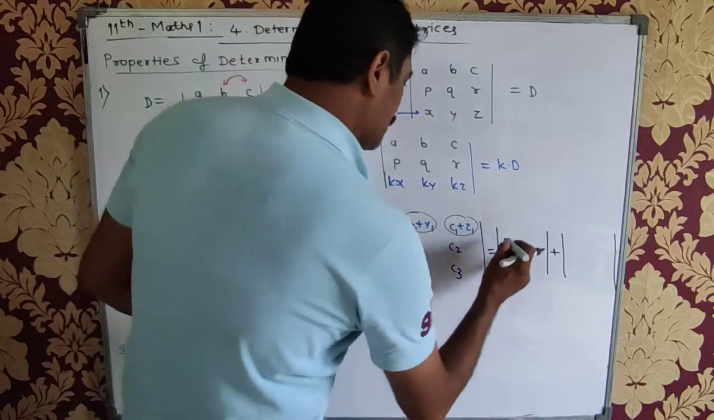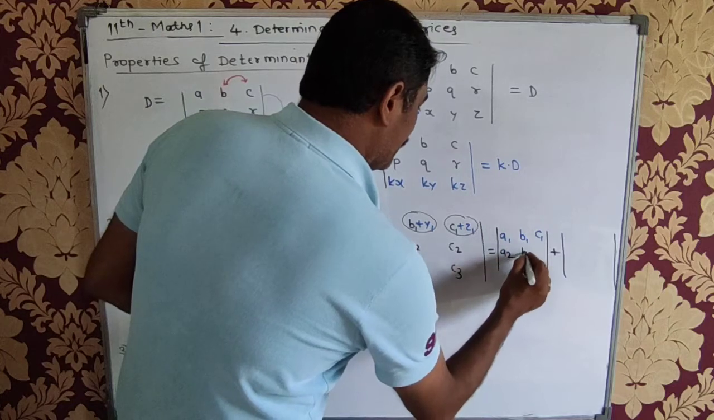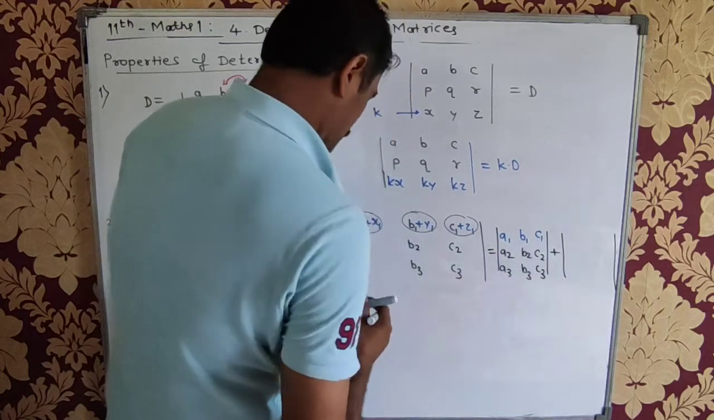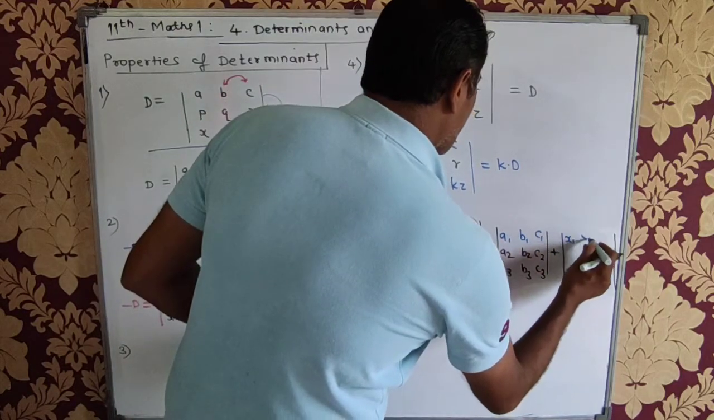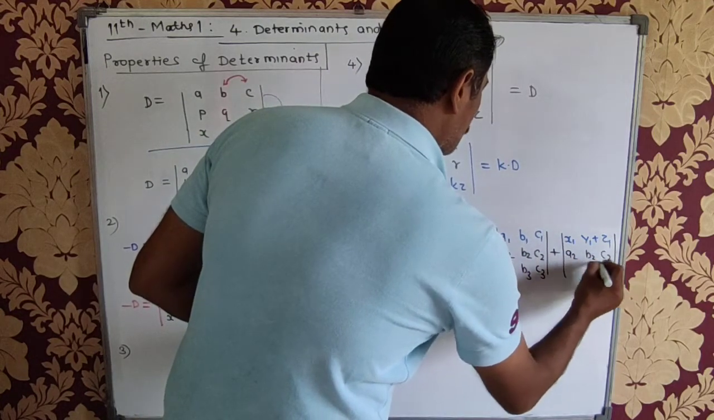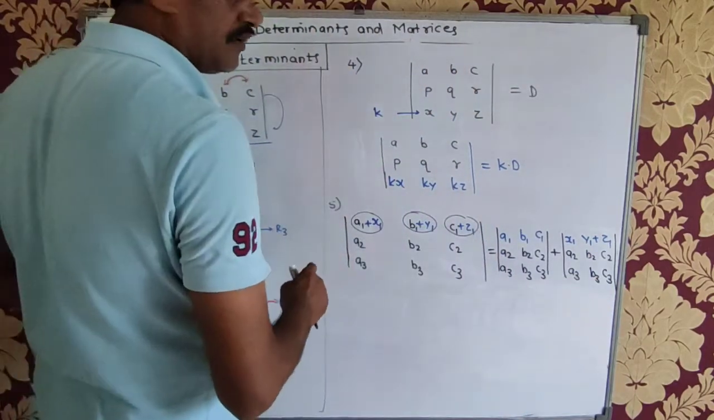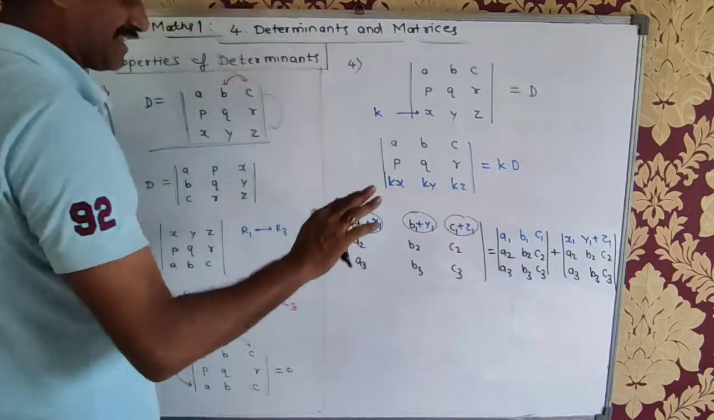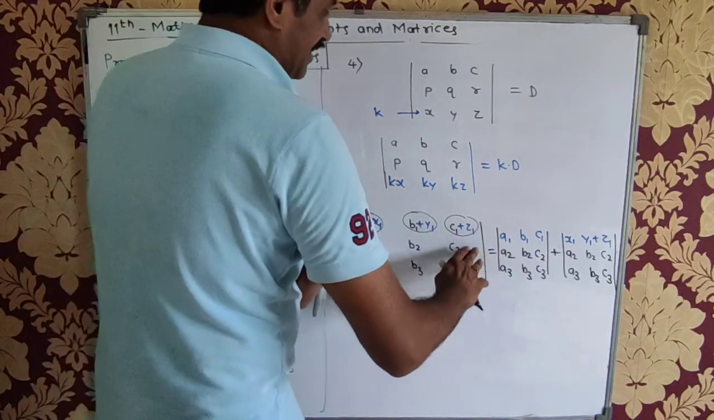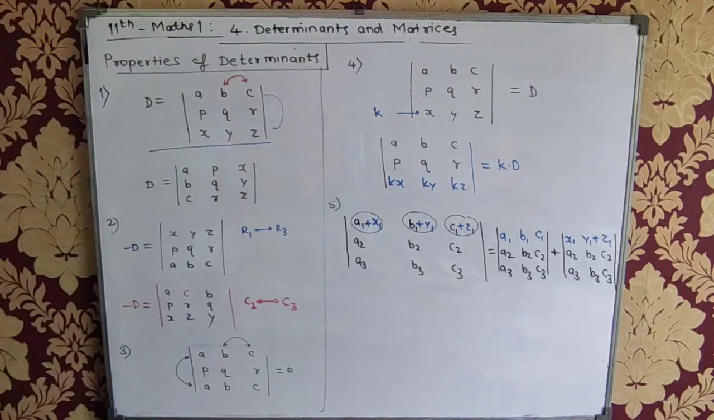Which two determinants? It will be like A1, B1, C1, A2, B2, C2, A3, B3, C3, and the other will be X1, Y1, Z1, A2, B2, C2, and A3, B3, C3. So if every element of any row or column is expressed as the sum of two numbers, then that determinant can be expressed as the sum of two determinants as shown here. That is the property. Is this property clear?